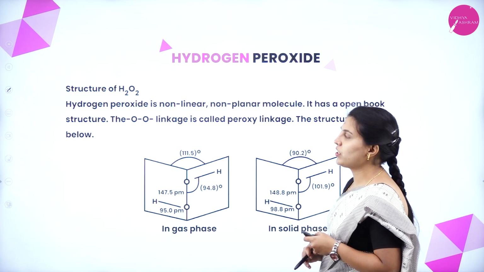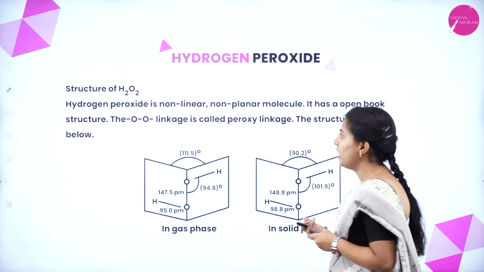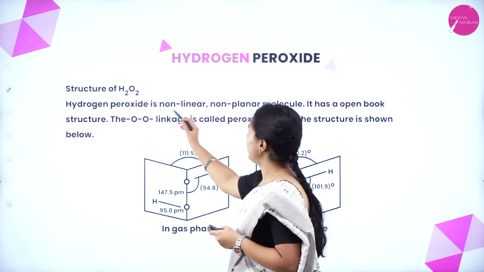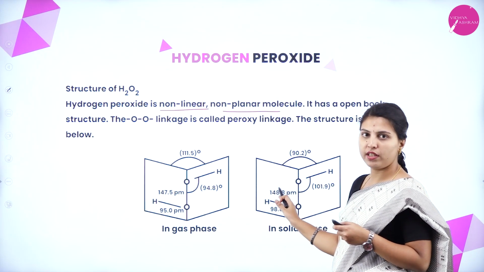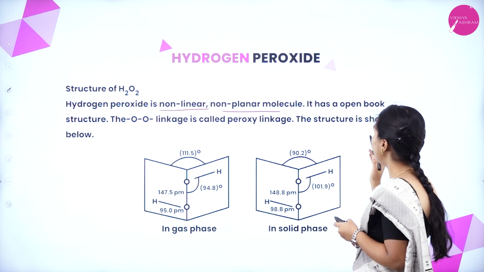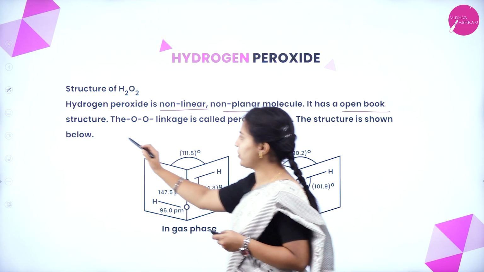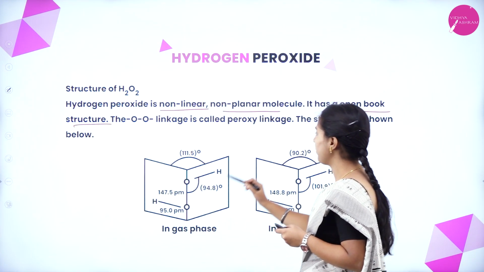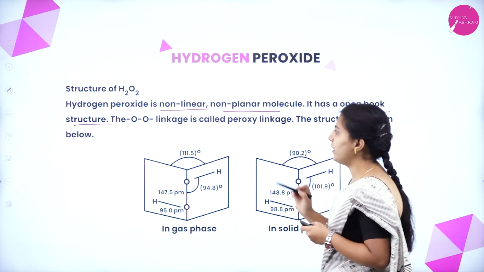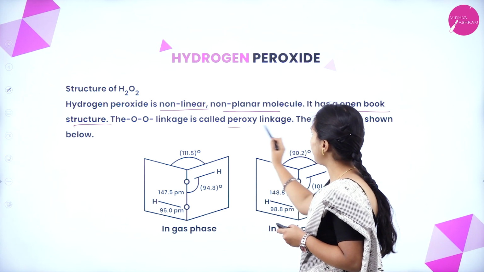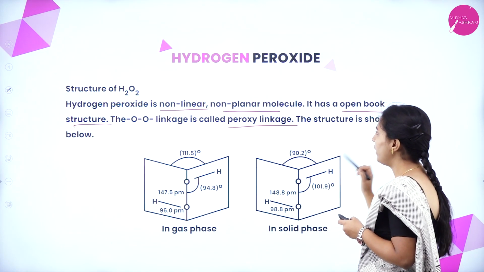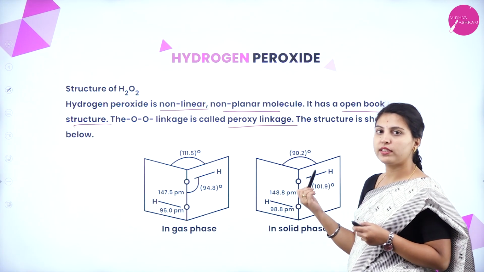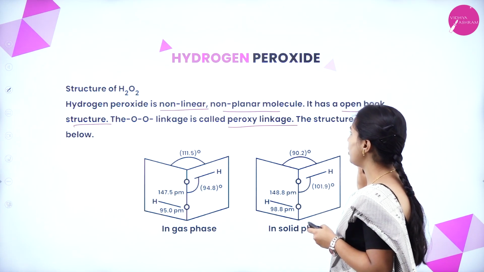Next one, structure of H2O2. Hydrogen peroxide is a non-linear, non-planar molecule. It is not a linear structure and it is not planar either. It has an open book structure. If you see this structure, it shows an open book and the O-O linkage is called peroxy linkage. This is one oxygen, this is one oxygen. Here also it will be considered as peroxy linkage. The structure is shown below.